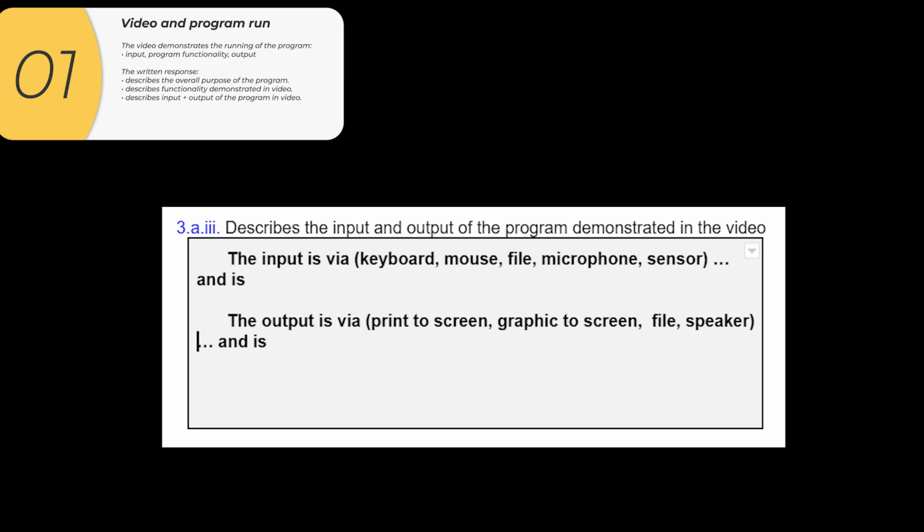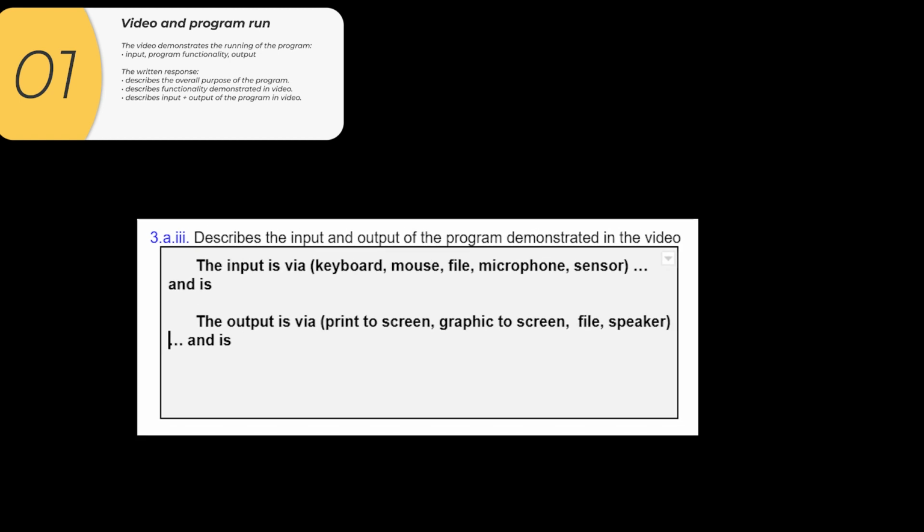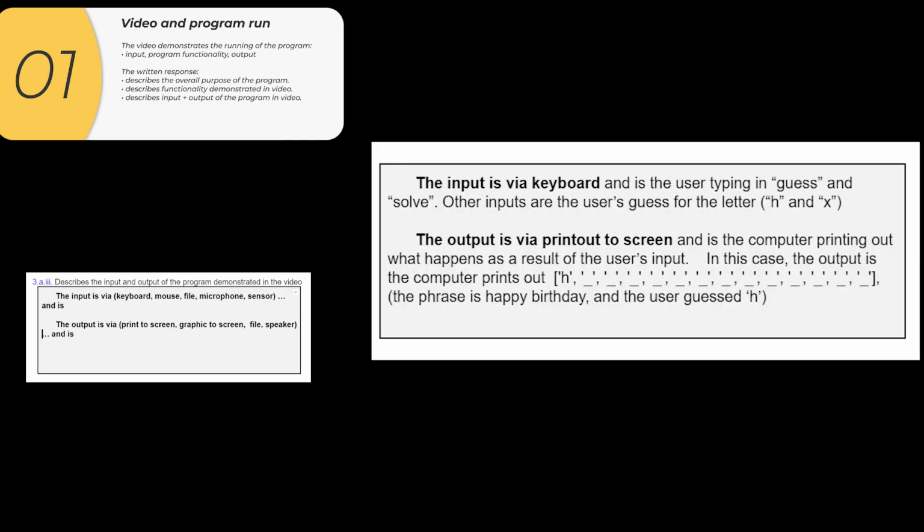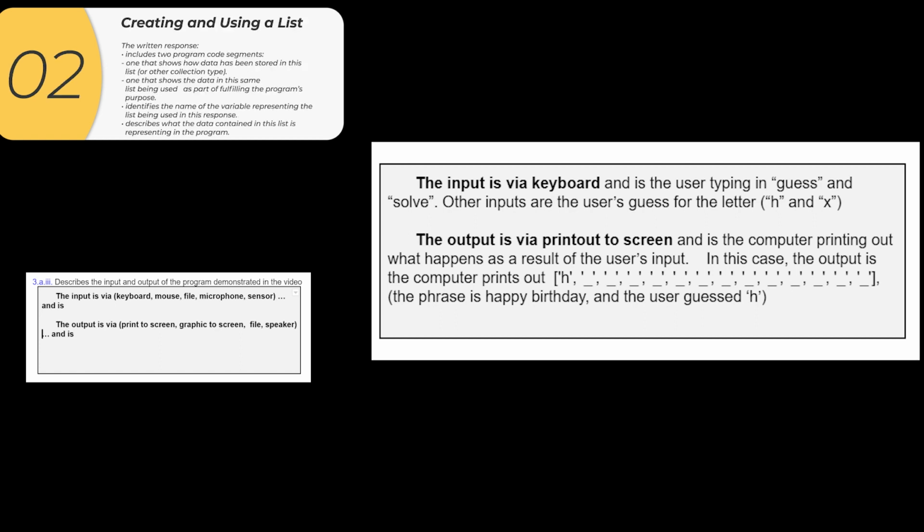The one thing you want to remember here is that the input needs to cause the output. In other words, it gives this output because I gave it this input. In my example, the input is via keyboard and it's me typing in that I want to guess and solve. Other inputs are my letter guesses and my solve guesses. The output is via printout to screen and is the result of my guess and solve attempts.